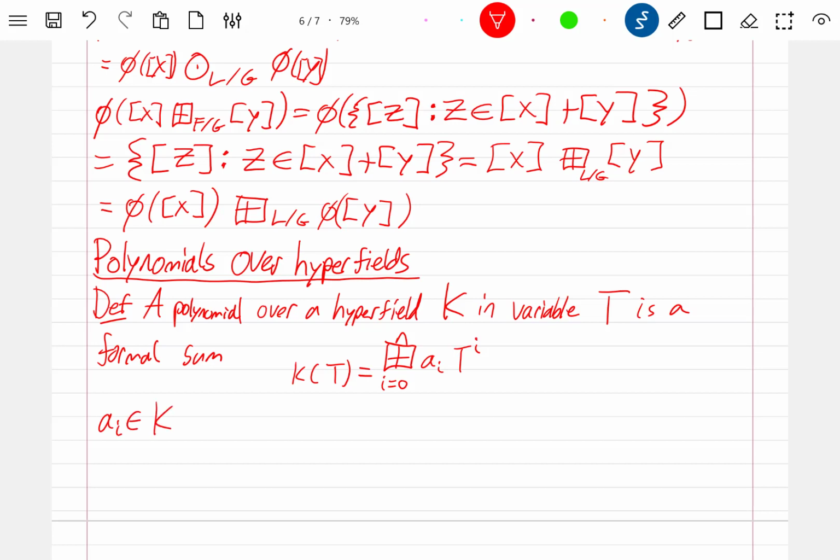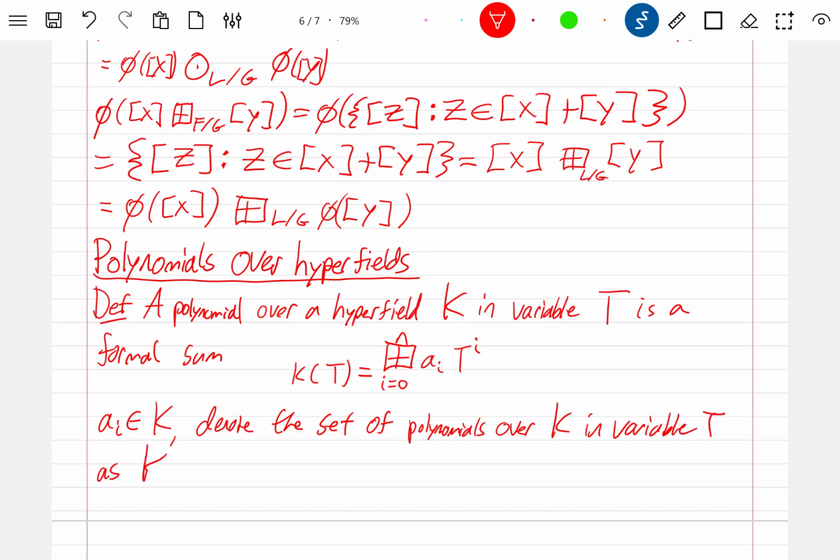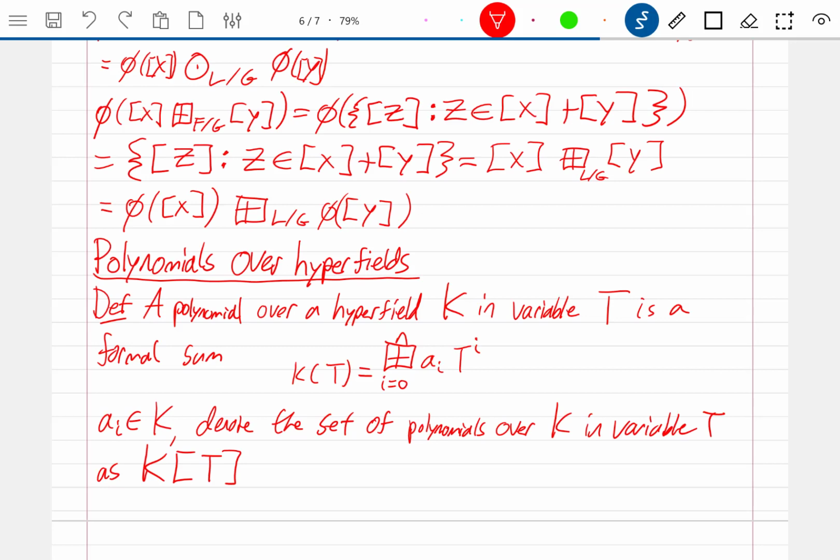I require my a_i's to be in my hyperfield K, and we denote the set of polynomials over K in variable t as K adjoin T. So similar to how you denote it for rings.